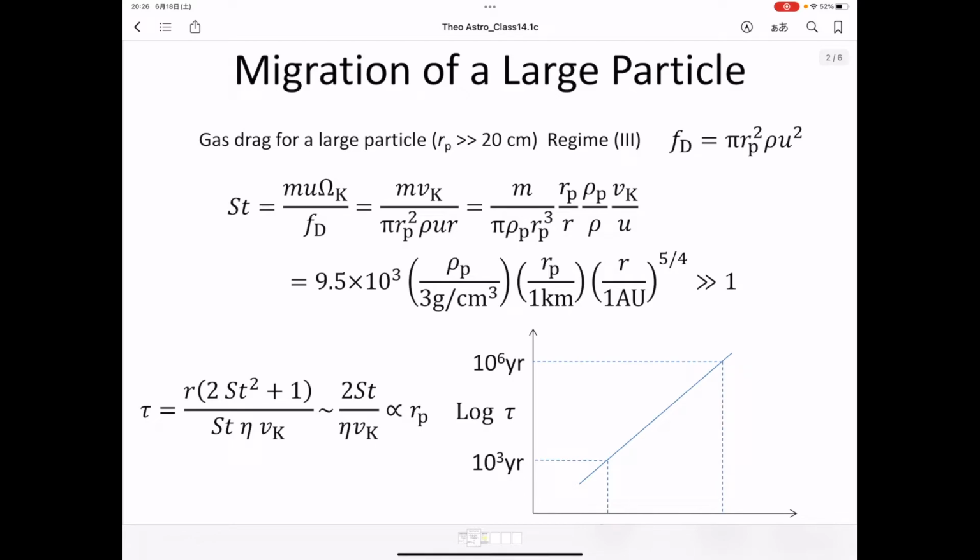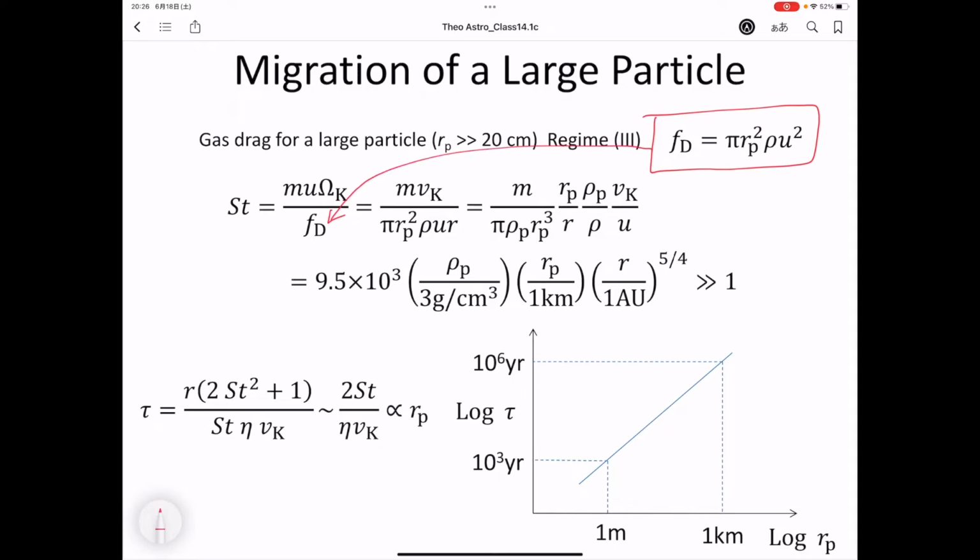Then we consider the migration of large particles. Gas drag for a large particle. In this regime, the drag force acting on the solid particle is expressed like this. Then you can substitute the drag force into this equation. u, the difference of the solid particle velocity with respect to the gas velocity, becomes 1 over 2 η v_K. Then you can substitute this u here.